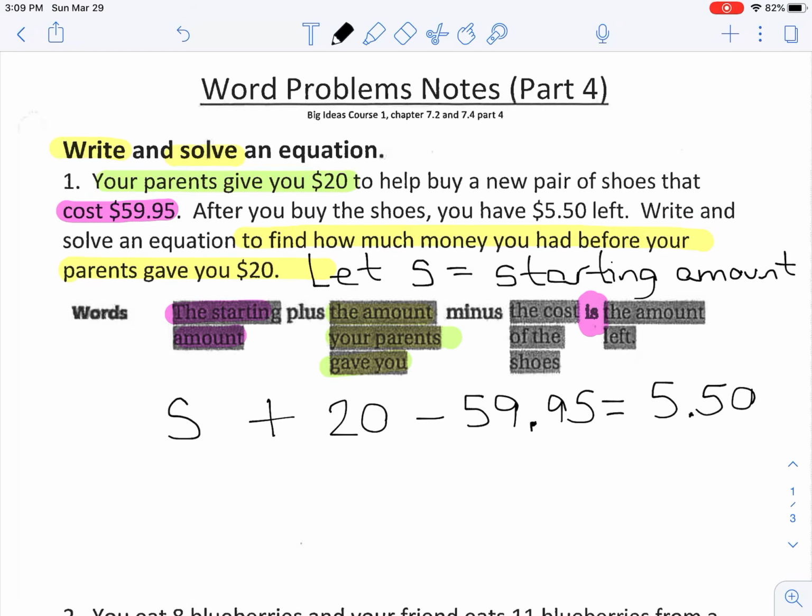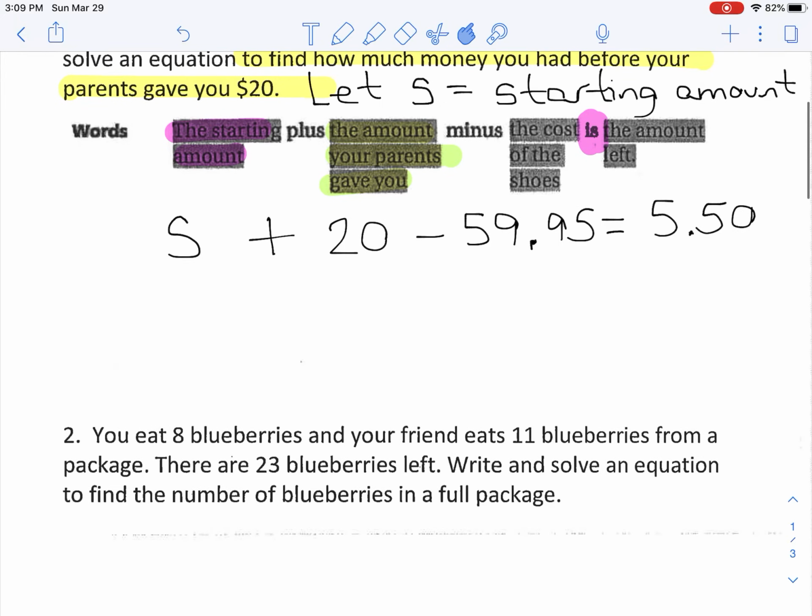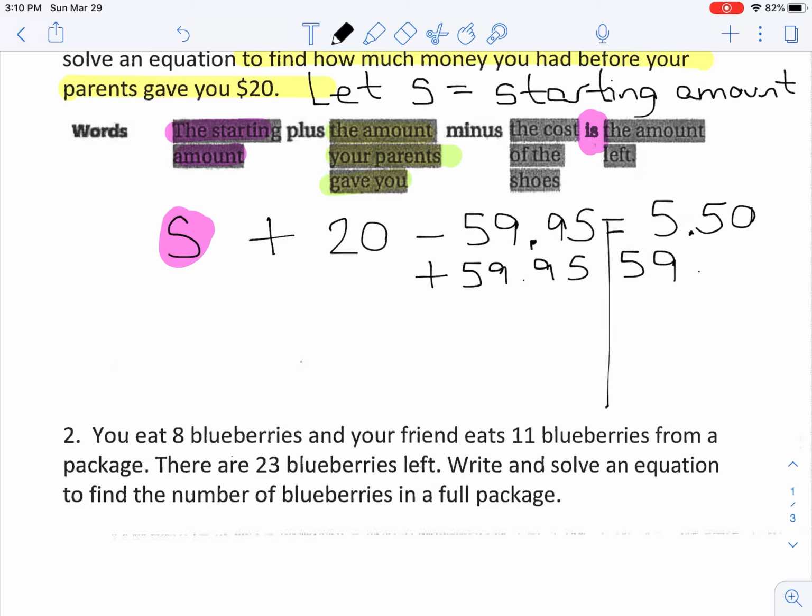All right, so now we're going to use everything that we've learned about how to solve an equation. And we know that we need to find the value of S. That's what we're trying to solve for right here. How much money did we have to start? In order to do that, I have to get rid of everything else on the left side of my equal sign. So the first thing I'm going to do is get rid of my negative. And remember, the opposite or the inverse operation is adding.